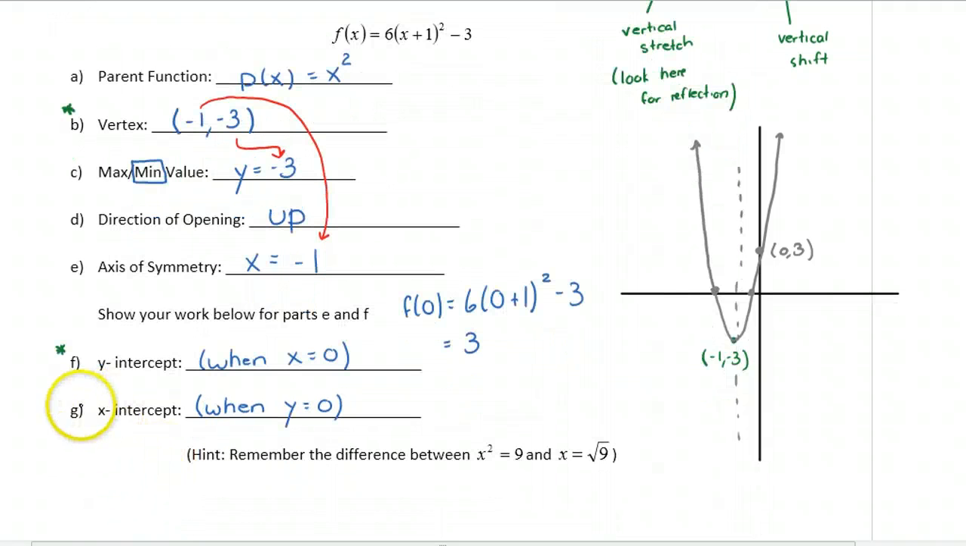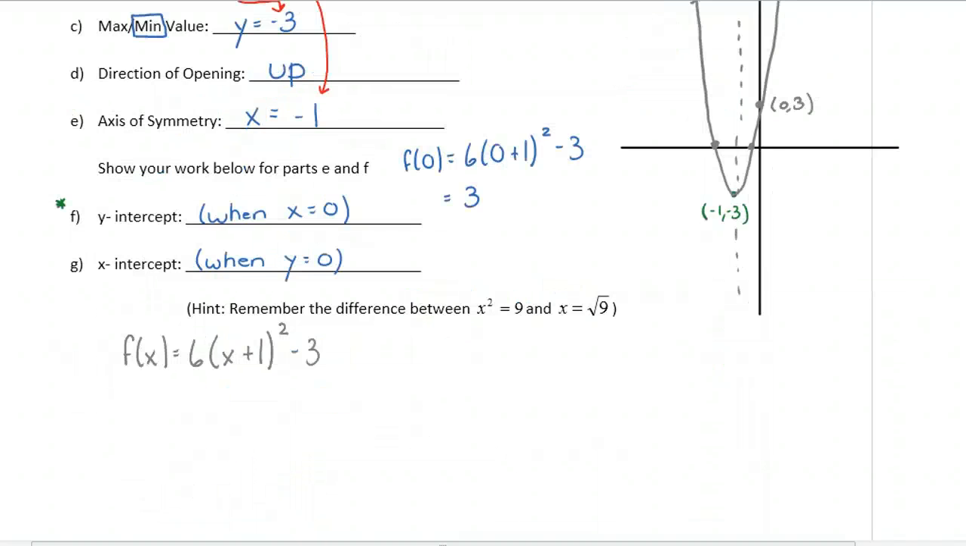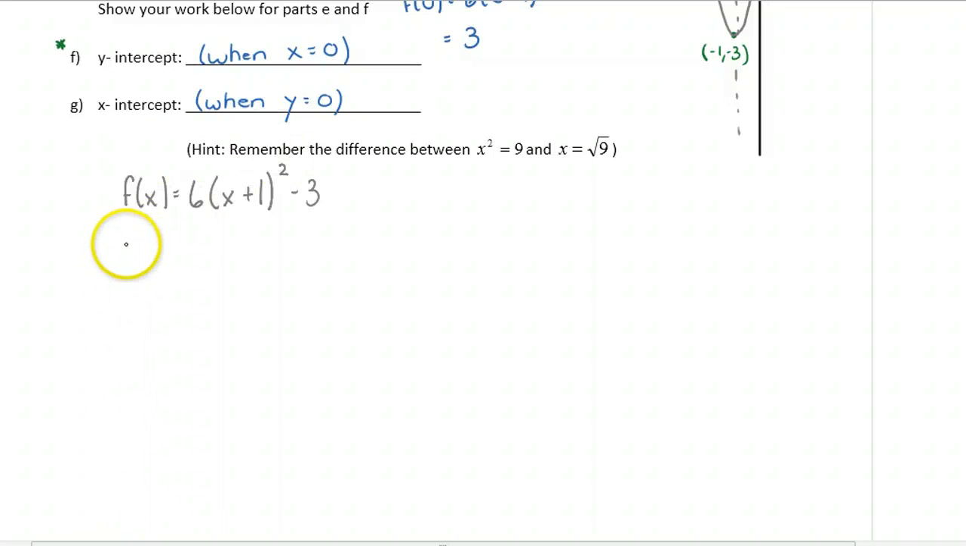So we remember that x-intercepts occur when y is equal to 0. So that is like saying, let's just take a second and let's write the function down here. f of x equals 6x plus 1 squared minus 3. So that's like saying that f of x equals 0. Remember, f of x is y. So what we're going to do here, if we want the x-intercepts, we're going to set this equal to 0 equals 6x plus 1 squared minus 3. And now we're going to try and solve for x.